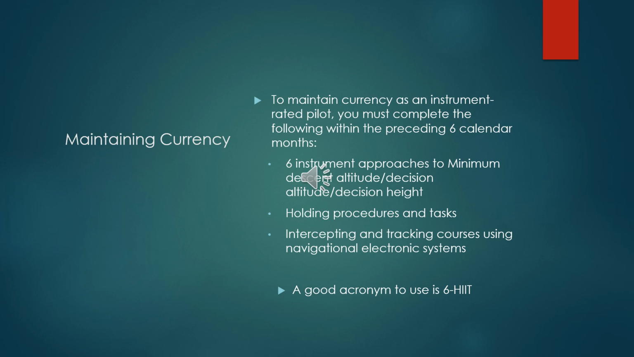Okay, so what do you have to do? We have to do 6 instrument approaches to minimum descent altitude, MDA, decision altitude, DA, or decision height, DH. We have to do holding procedures and tasks, intercepting and tracking courses using navigational electronic systems. A good acronym that many of us get to hear when we're in instrument training is 6-HIT. Holding, instrument approaches, intercepting, and tracking courses. So 6-HIT.